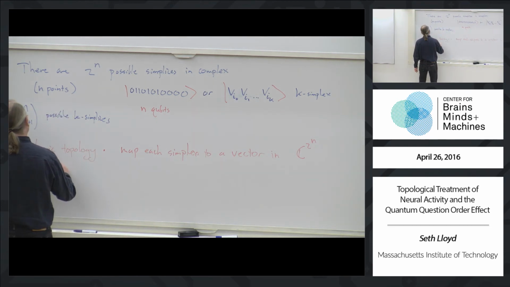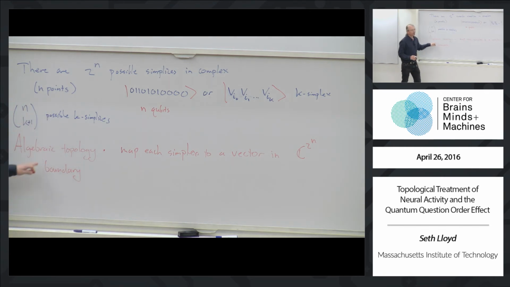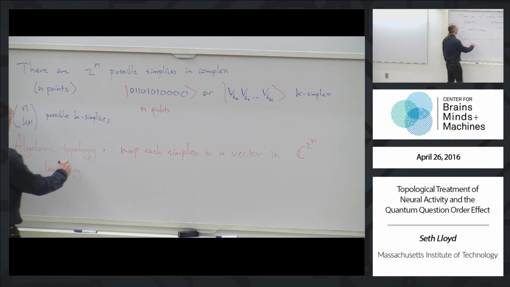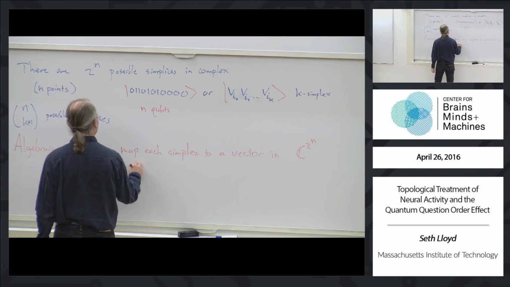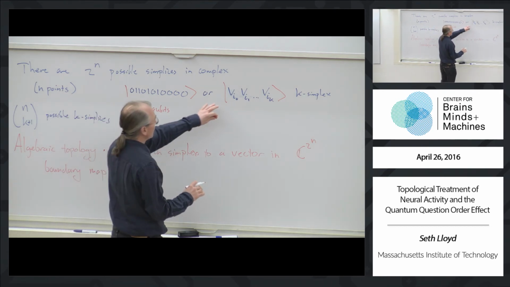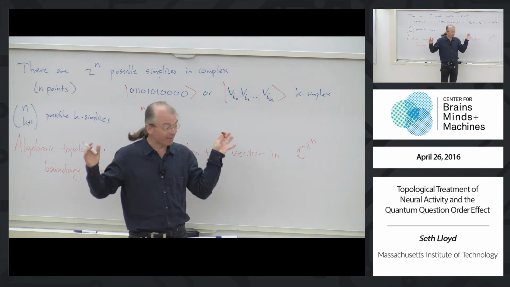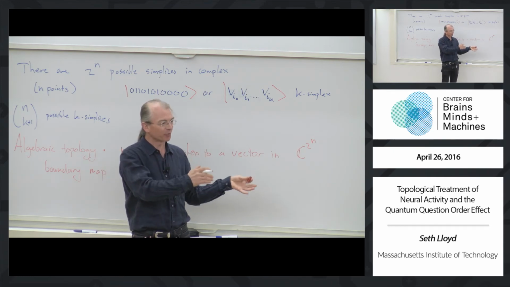Then, as its name suggests, you can find topological features by asking questions about linear maps on this high-dimensional vector space. And particularly, there's a linear map called the boundary map. I'll call it del K. The boundary map takes a simplex and maps it to a vector, the sum of the simplices on the boundary.